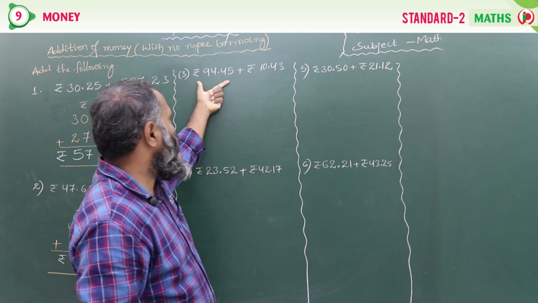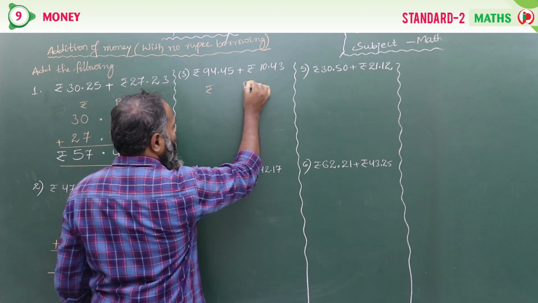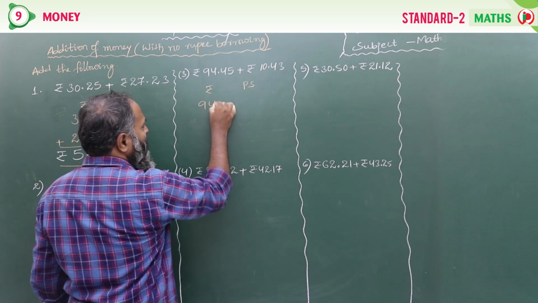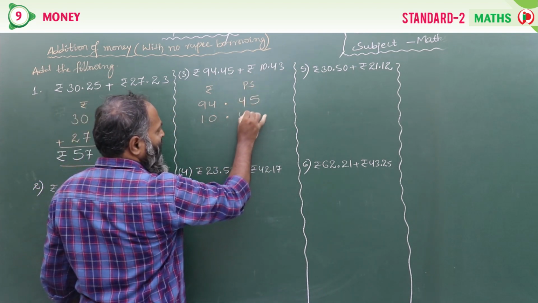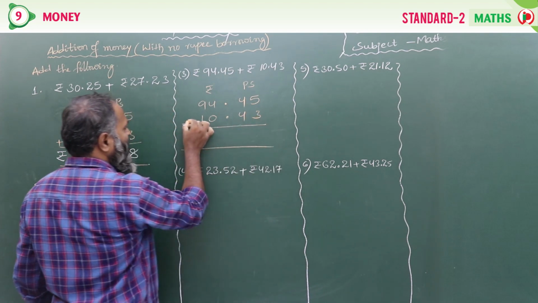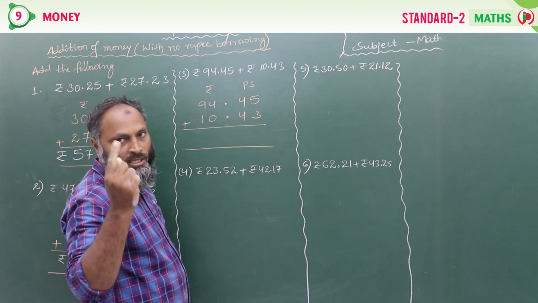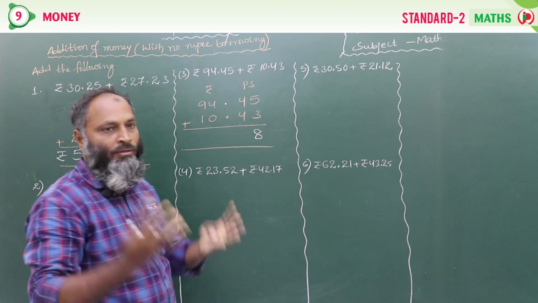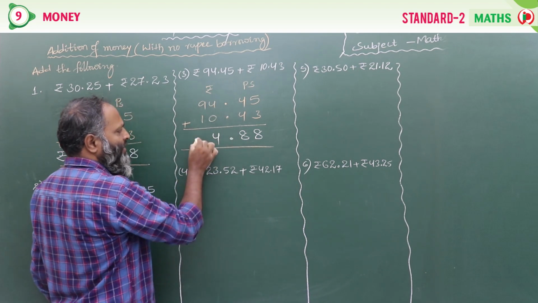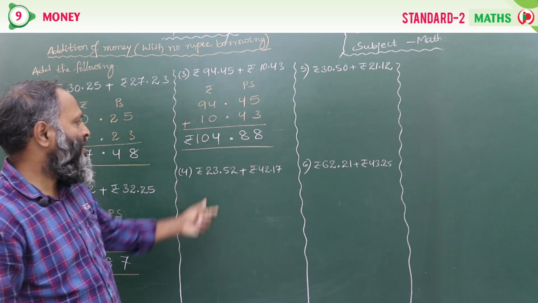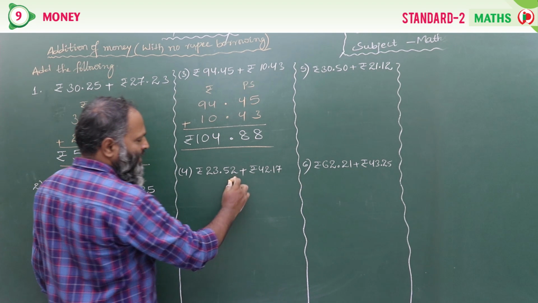Now here, 94 rupees 45 paisa plus 10 rupees 43 paisa. The same way, rupees here and paisa here. First 94 rupees and after that decimal and 45 paisa. The next one is 10 rupees and decimal 43 paisa. Add these two. Now add 5 and 3, the extreme right digit, that is paisa. 5 plus 3, 5, 6, 7, 8. 4 plus 4, 8. And after that, decimal. 4 plus 0, the number itself, 9 plus 1, 10. That is 104 rupees 88 paisa.